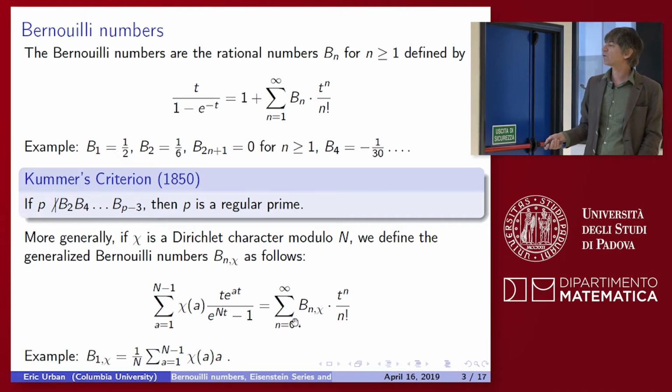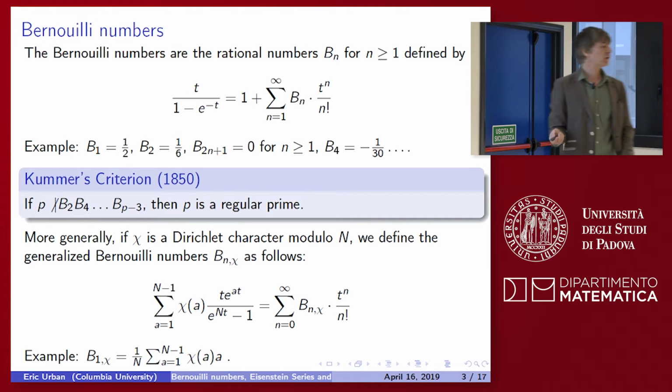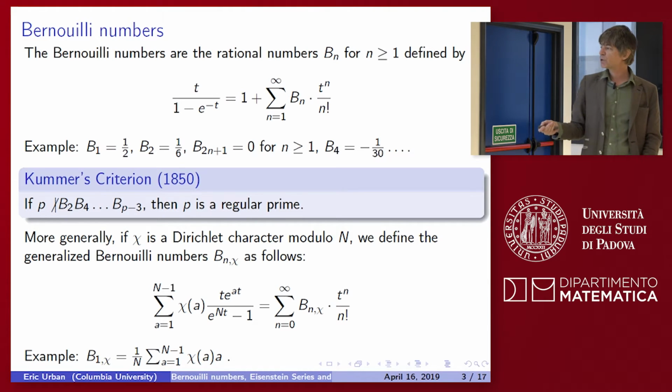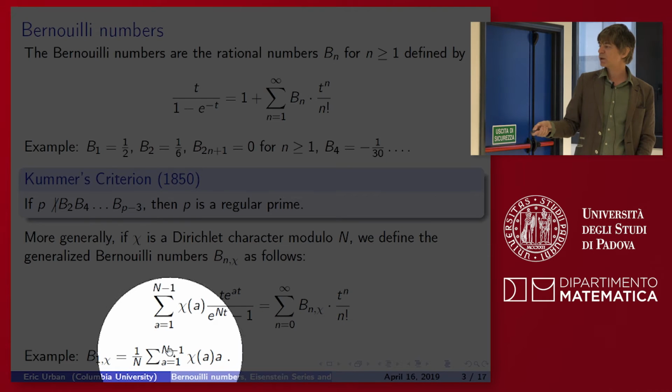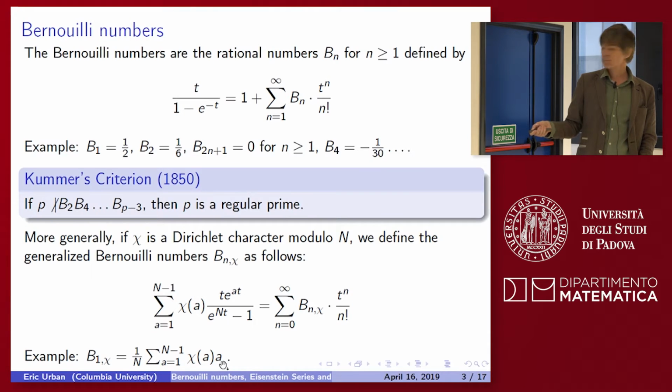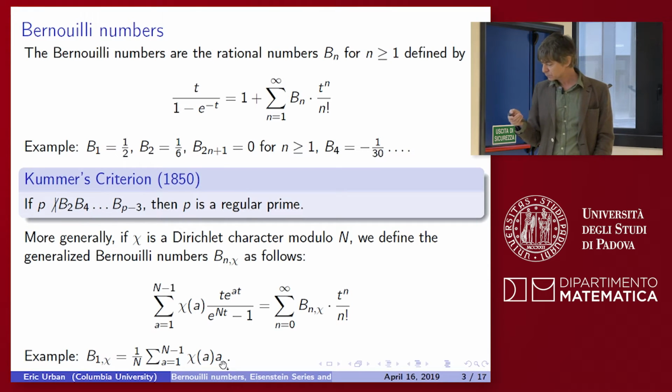And so if you do that for chi the trivial character, and n equals 1, you can check that you recover the same number. So an important example is when you take chi a Dirichlet character modulo this capital N, and then in that case, B1 chi is given by this function. Okay. So it's easy to compute also.